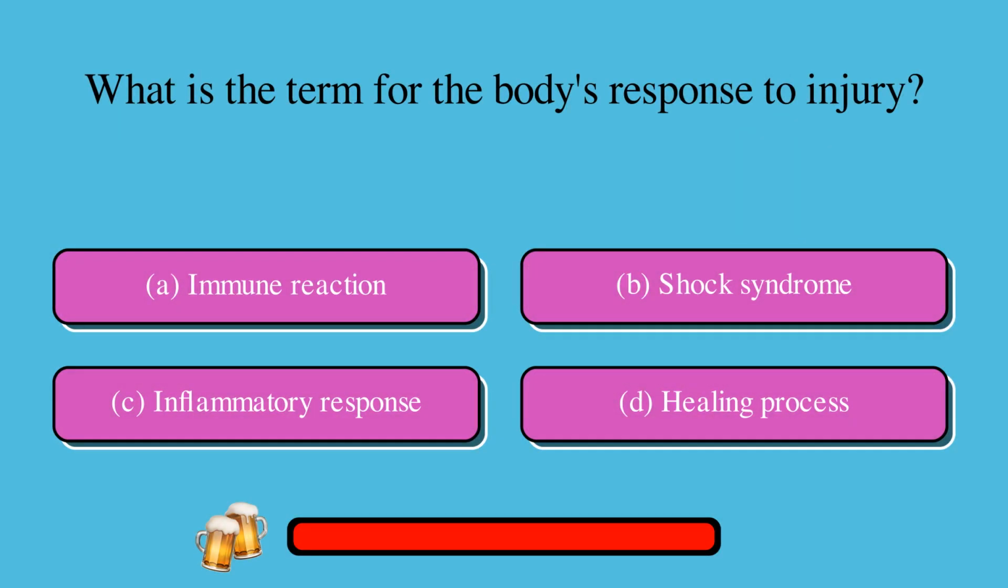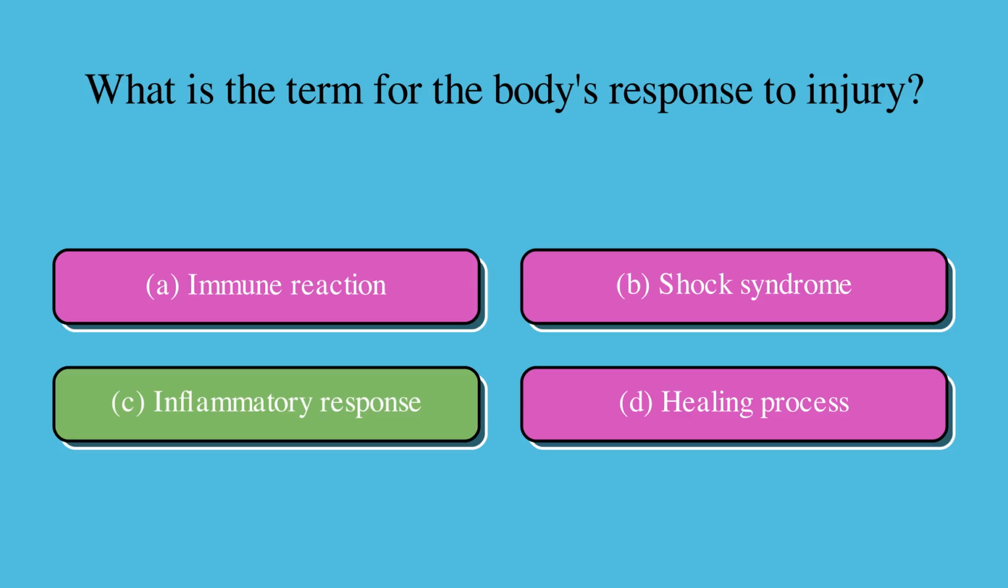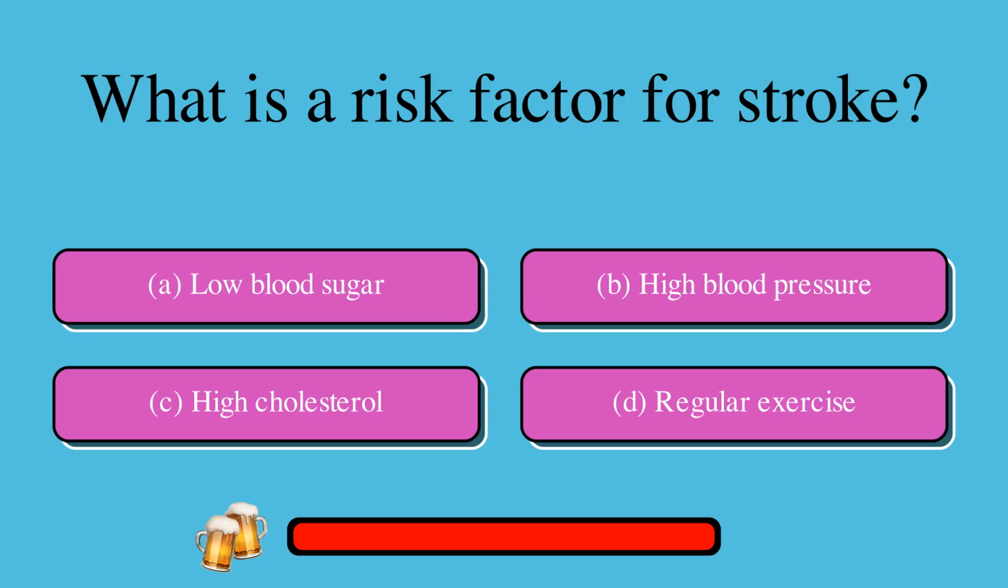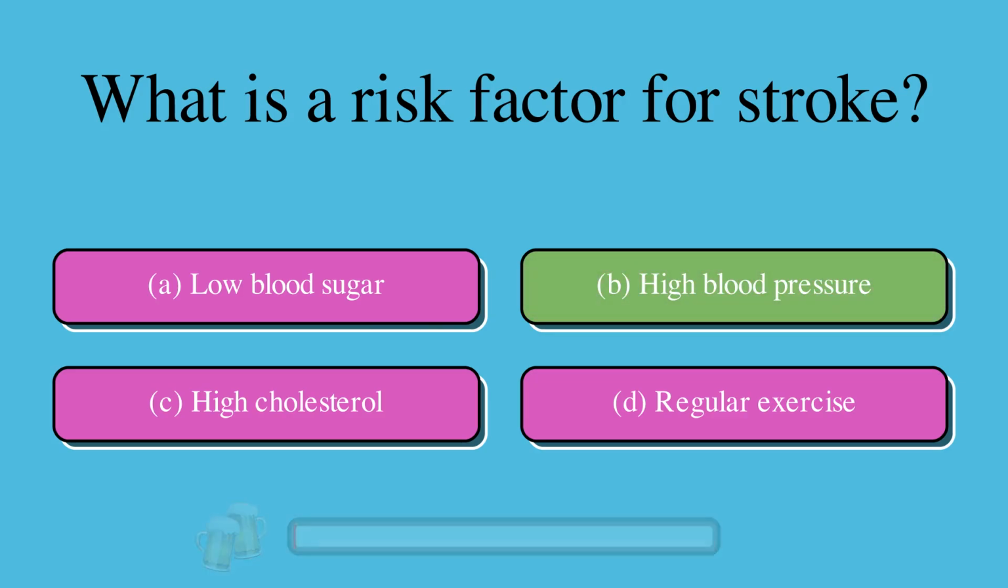What is the term for the body's response to injury? A, immune reaction, or B, shock syndrome, or C, inflammatory response, or D, healing process? The correct answer is C, inflammatory response. What is a risk factor for stroke? A, low blood sugar, or B, high blood pressure, or C, high cholesterol, or D, regular exercise? The correct answer is B, high blood pressure.